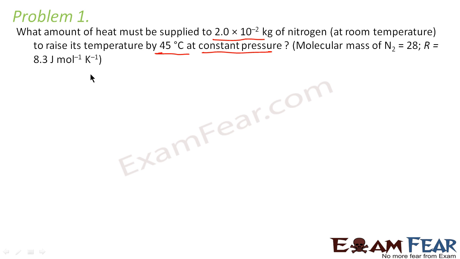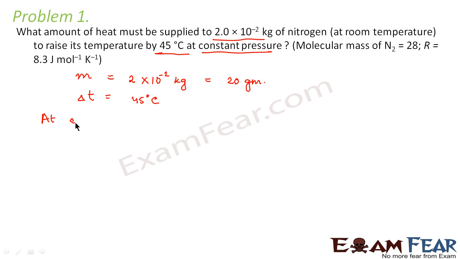So first let us note down all those values which are given in the problem. Mass of nitrogen is given as 2 into 10 to the power minus 2 kg, that is equal to 20 grams, right? The change in temperature is given as 45 degrees Celsius, because it says that the temperature should rise by 45 degrees Celsius. So this is the change in temperature.